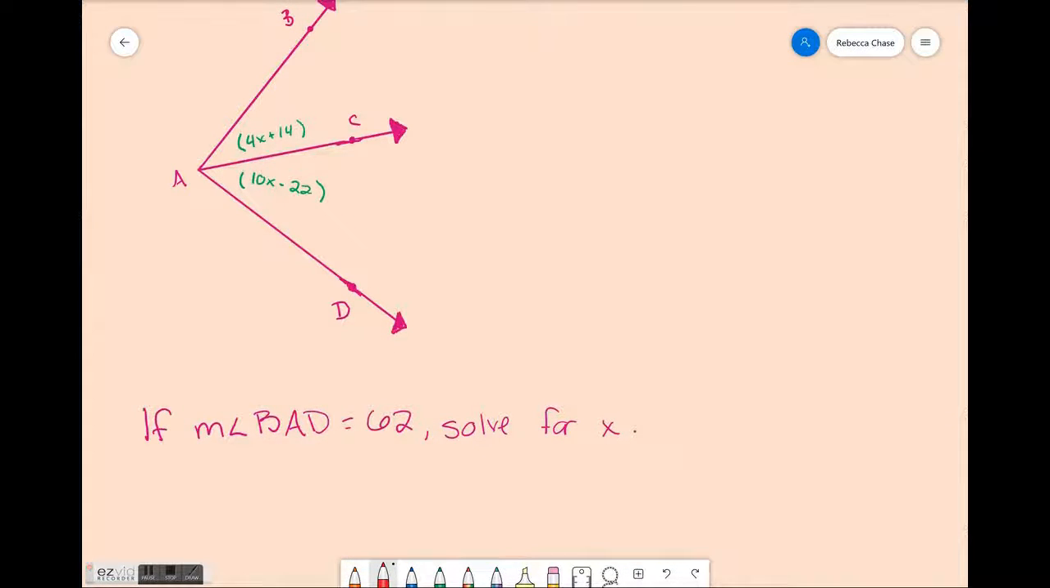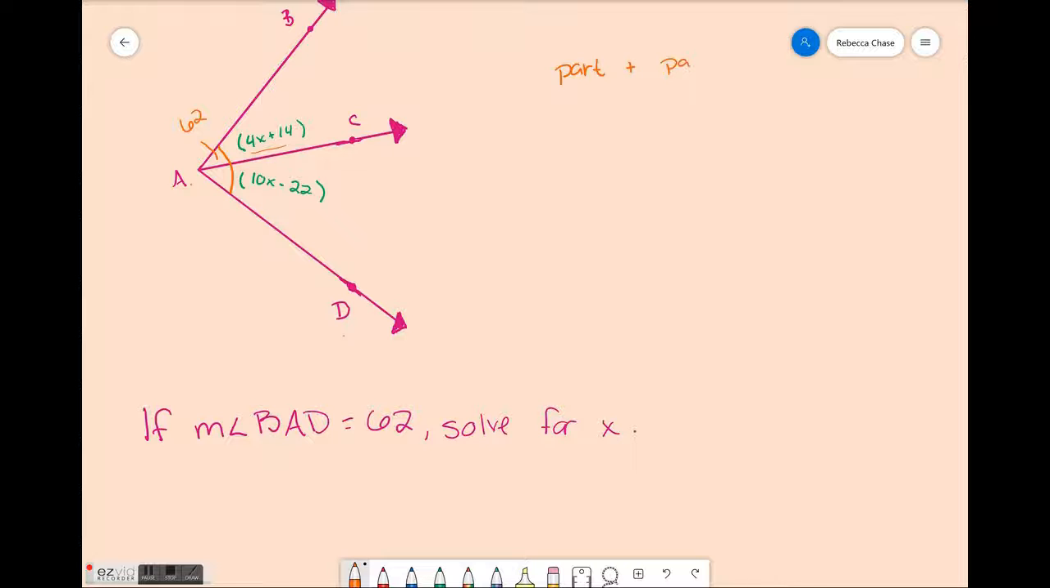Very last question we're going to do, we're going to throw in some algebra with it. So we have two angles here. The only difference here, and you can't freak out with it, is we have an expression instead of a number. It says if the measure of BAD, so BAD is this whole angle right here, if that is 62, so that whole angle is 62, solve for x.